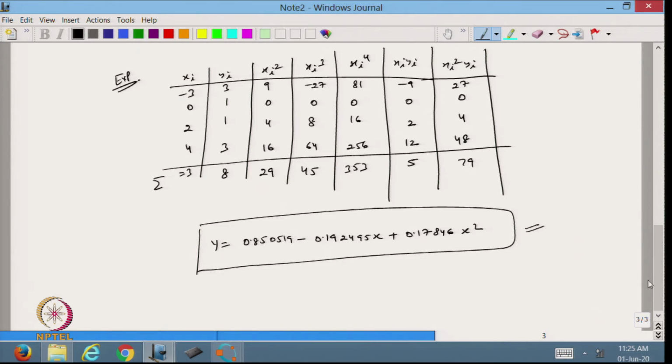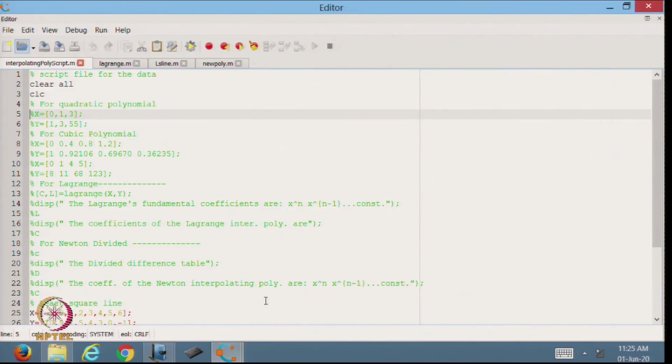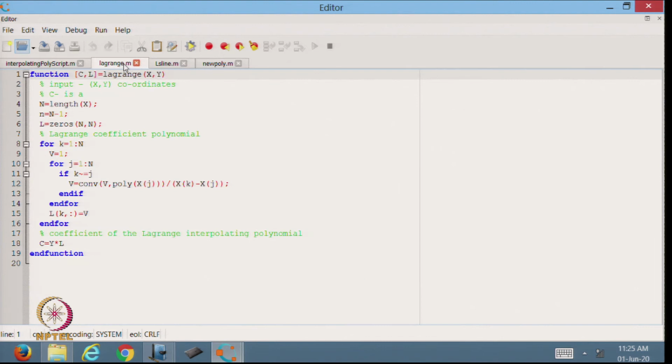So, let us do this one with the help of MATLAB code. So, let us start doing the MATLAB code. Today we will make the codes with the help of Octave. So, I start with the first one, I will start with the Lagrange methods. In the Lagrange methods I know that, suppose I have the data. That data is given to me. This is my x and y. From here I will give the input as x, y. This code I already made for you, so here I can directly discuss this one.